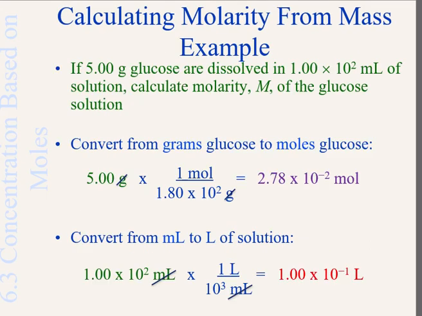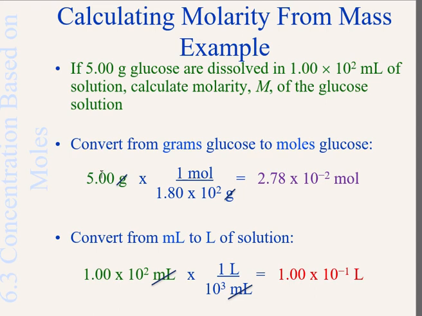Here is another problem. Now this problem actually gives us a situation that you would commonly encounter in a laboratory. If 5.00 grams of glucose are dissolved in 1.00 times 10 to the 2 milliliters of solution, calculate the molarity M of the glucose solution. So why is this the common situation you find in a lab? Because in a lab you may obtain 5 grams of glucose and dissolve it in 100 ml of a solution, and then you may want to know what's the concentration. So what do you have to do?